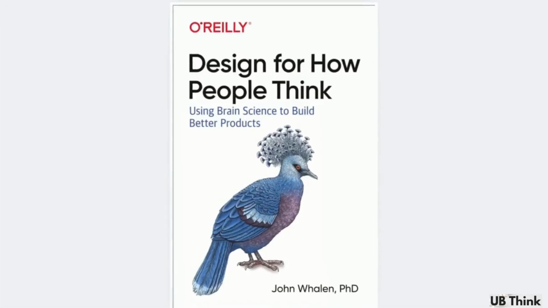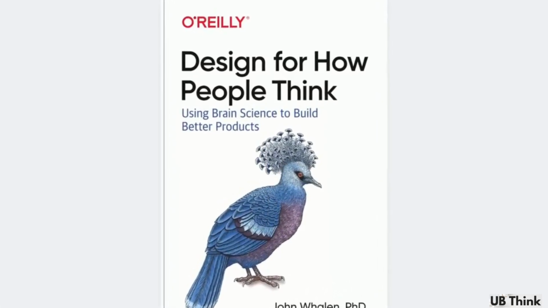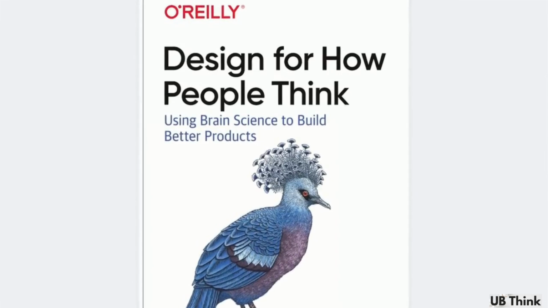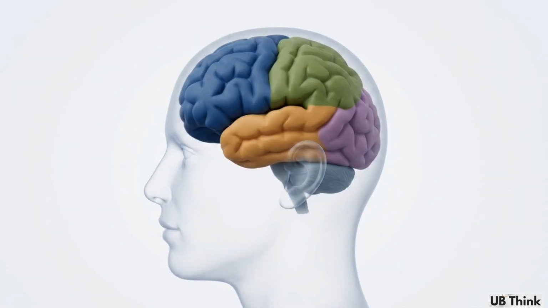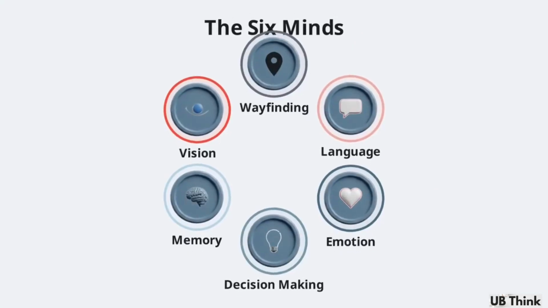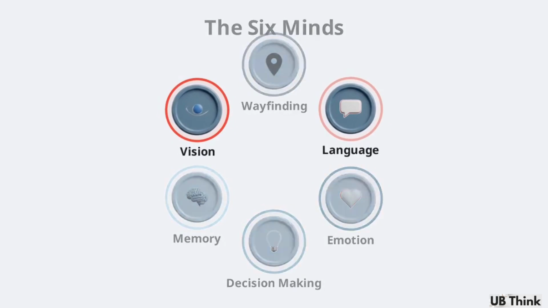John Whalen addresses this in Design for How People Think. He argues that user experiences aren't contained on a glass screen. They are the result of specific cognitive processes happening inside the brain. Whalen identifies 6 of these processes, the 6 minds, which function as independent systems running simultaneously to form our perception of an experience.